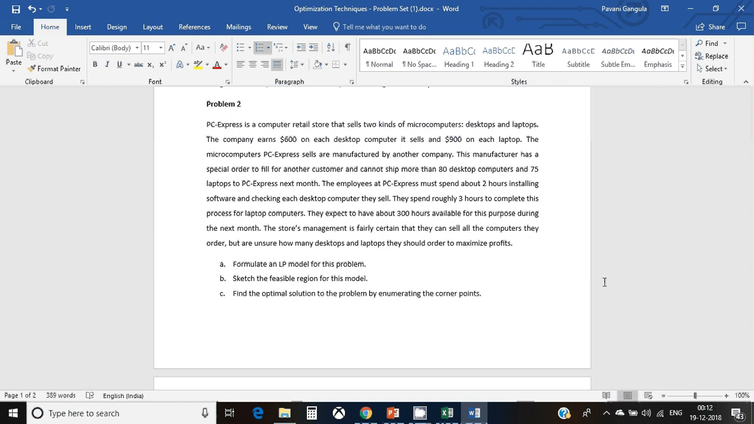Now we want to find out the optimum number of units of desktops and laptops which have to be ordered to get maximum profit under given constraints. If we assume x1 to be the number of units of desktops and x2 to be the number of units of laptops, we can write the constraints as shown below.